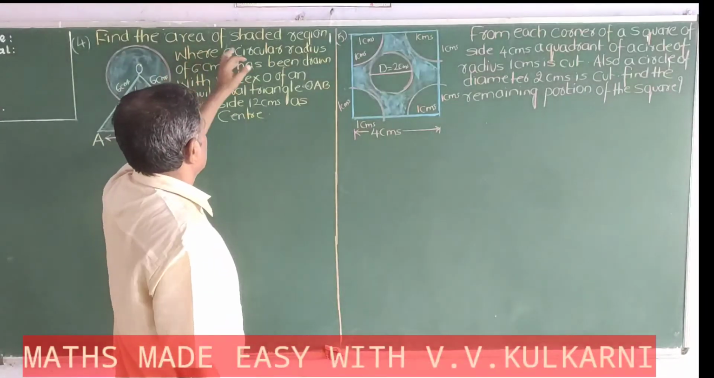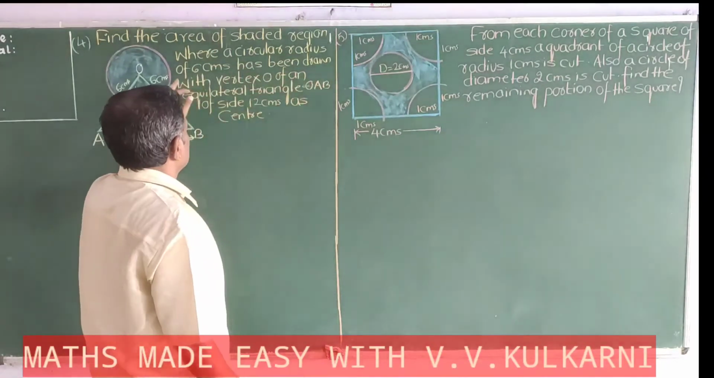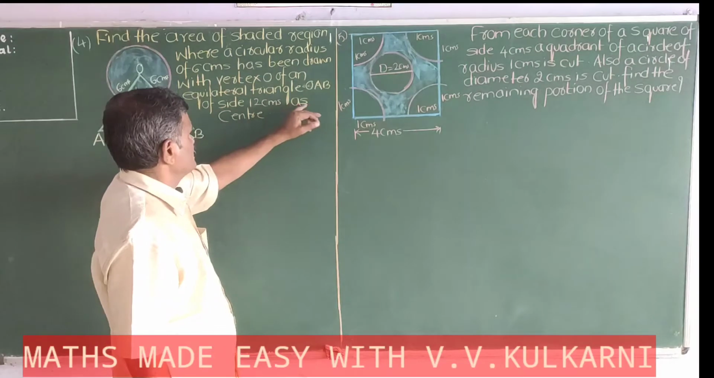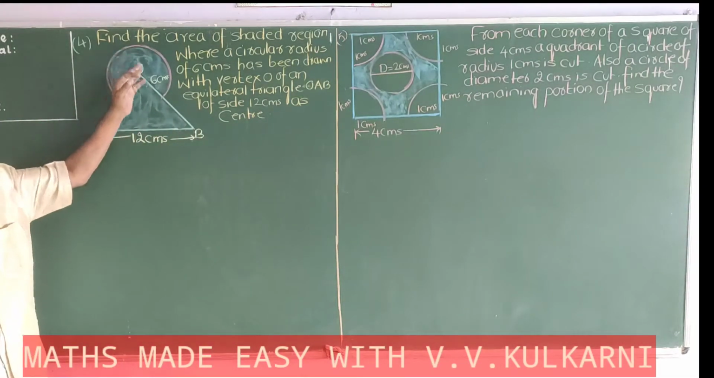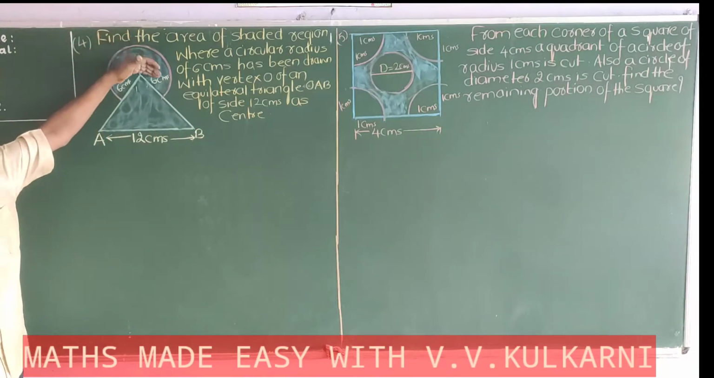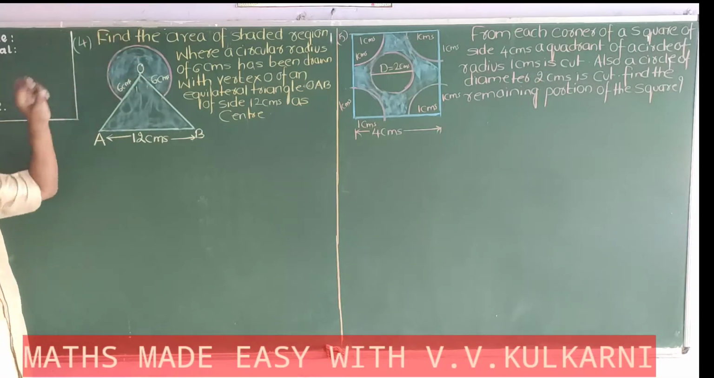Find the area of the shaded region where a circular arc of radius 6 cm has been drawn with the vertex O of an equilateral triangle OAB of side 12 cm as center. See here, try to understand the question. AOB is an equilateral triangle and above that one circle has been drawn. Now you want the area of the equilateral triangle as well as this part of the circle.